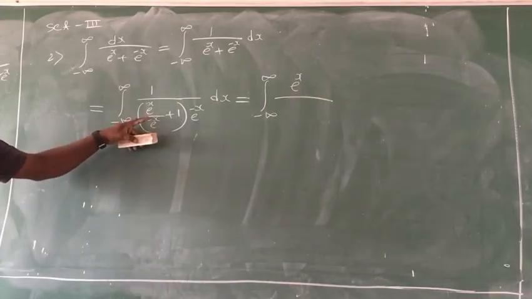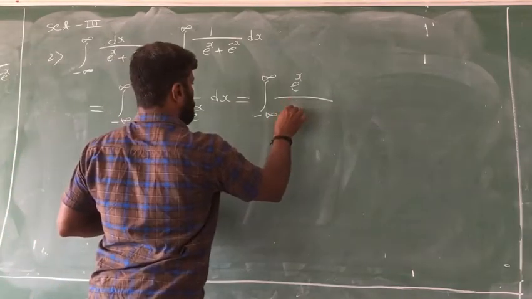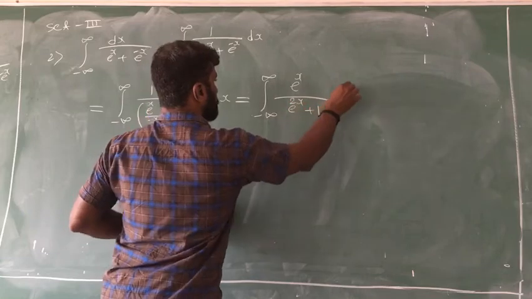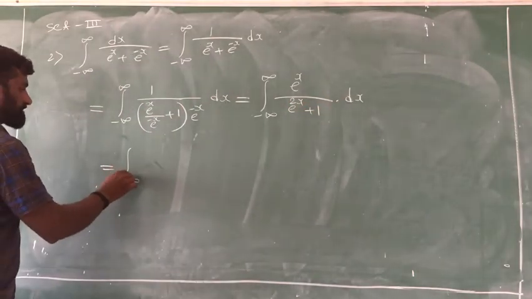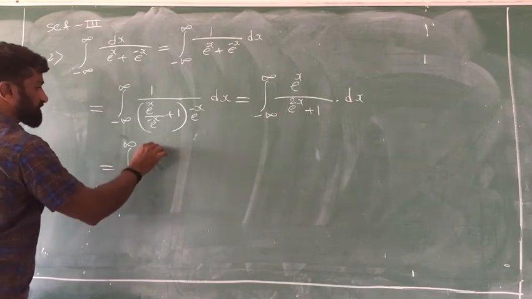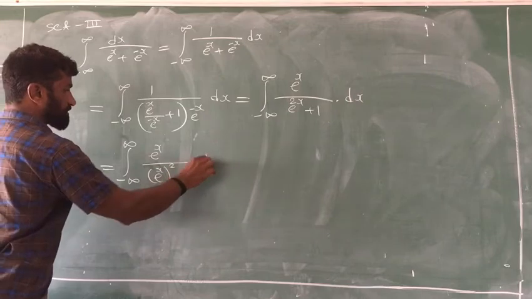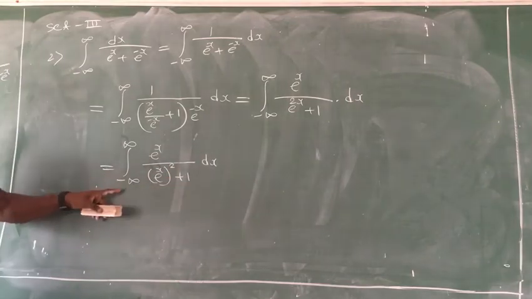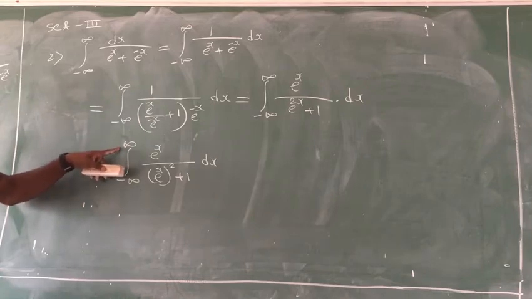Going up, e raised to x times e raised to x is e raised to 2x, right? So e raised to 2x plus 1 into dx. So that equals the integral from minus infinity to plus infinity of e raised to x divided by (e raised to x whole square plus 1) into dx. Now split the area between minus infinity to plus infinity into minus infinity to 0, then 0 to infinity.